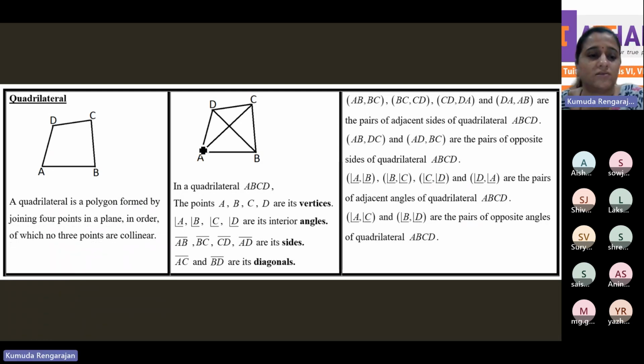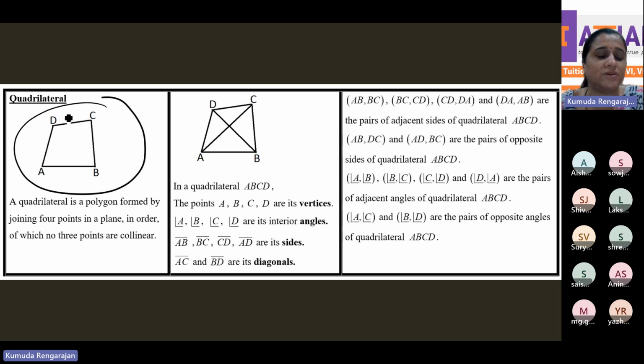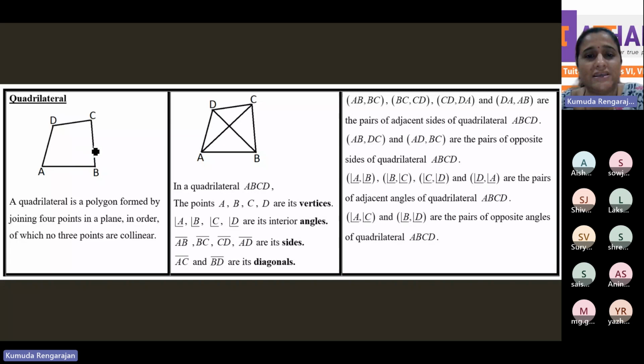Now look at this quadrilateral. Here you can see the quadrilateral called ABCD. And you should also name the vertices in order. You cannot mark C here and D here. If you do this, then your quadrilateral is ABDC. It's not ABCD. You cannot mark it like this and call it ABCD. It is ABDC.